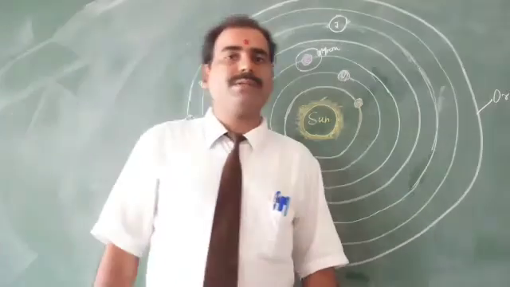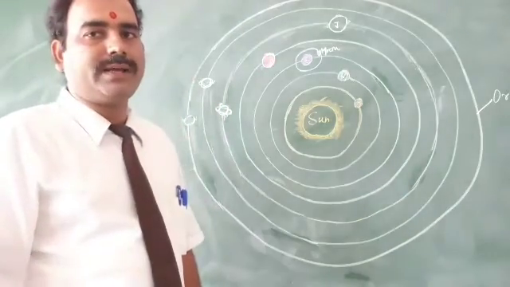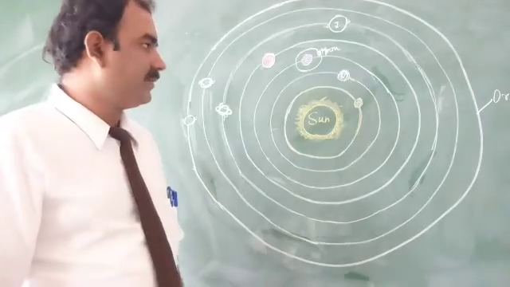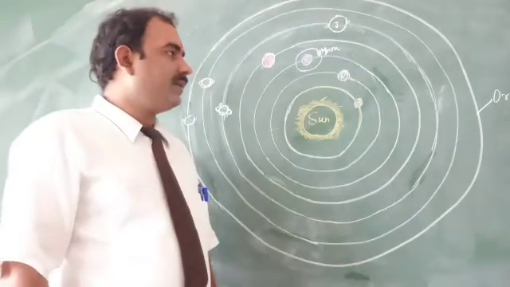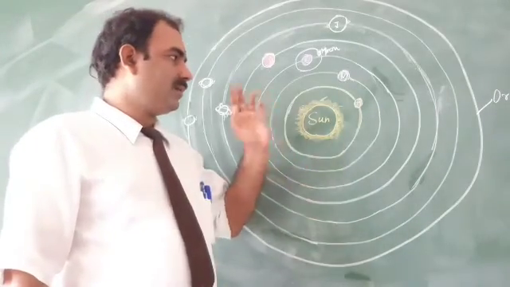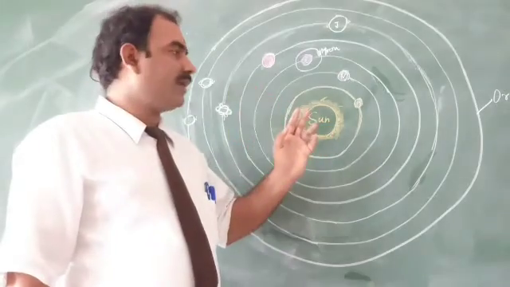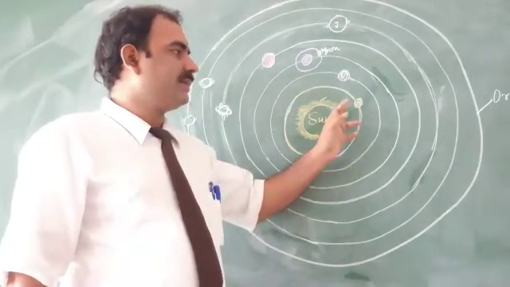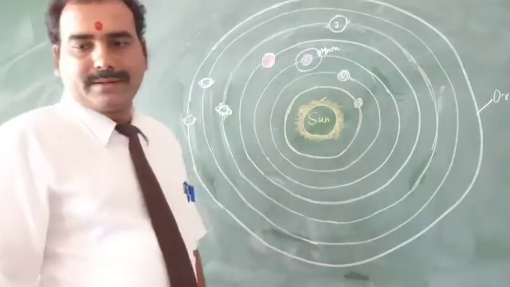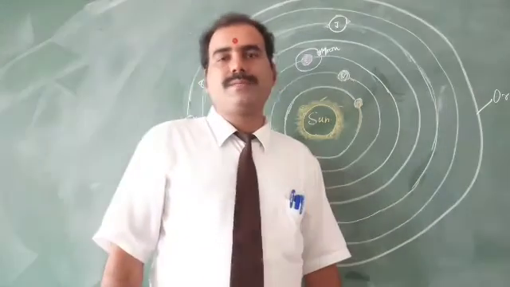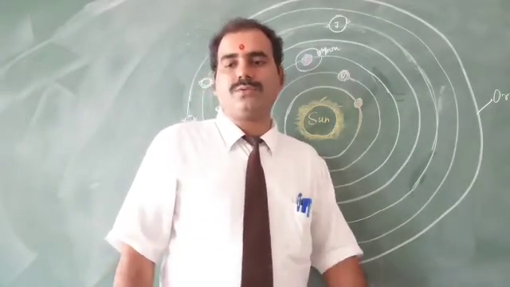So dear students, now we will study about these planets one by one in detail. First, we will know about the first and smallest planet of the solar system, that is Mercury. Dear students, Mercury is the smallest planet in the solar system or in the solar family.